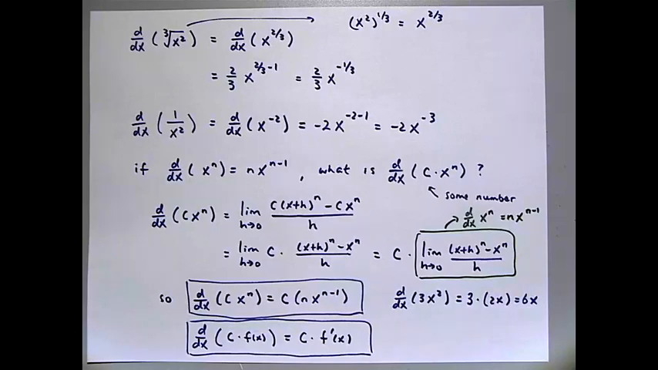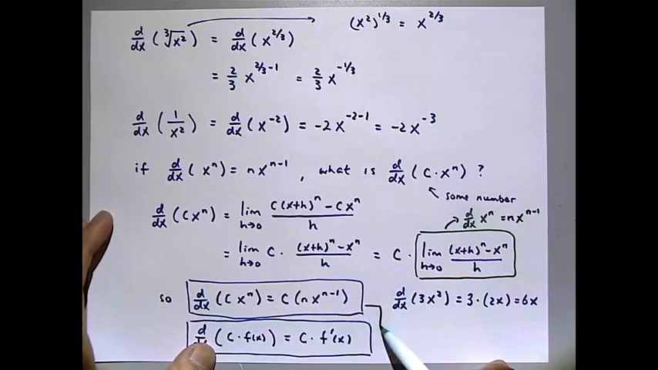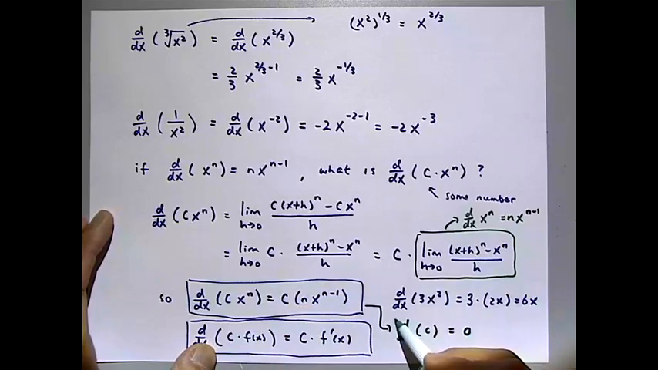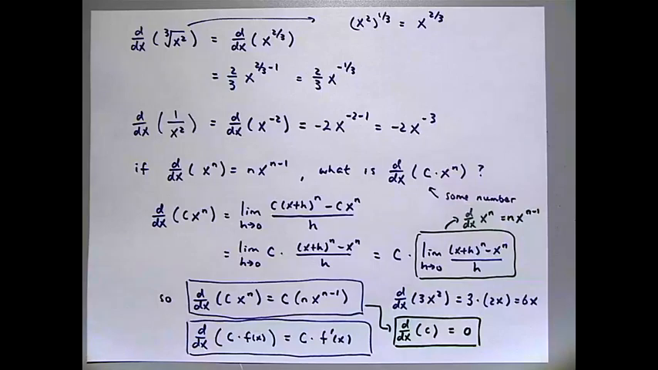And one very important consequence coming out of this is that the derivative of just the number c itself, with no x attached to it, this has no x attached to it, so it has an x to the power of 0. That makes that original n equal to 0. So this turns out to be 0. The derivative of any number that does not contain a variable is always equal to 0.